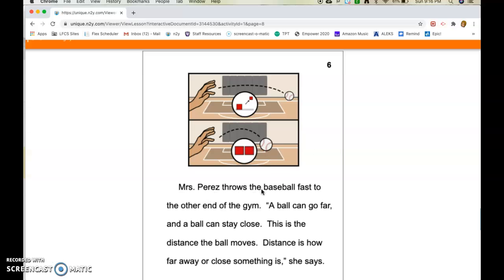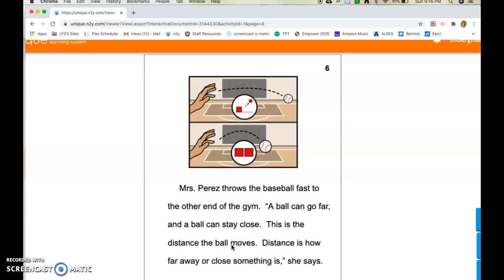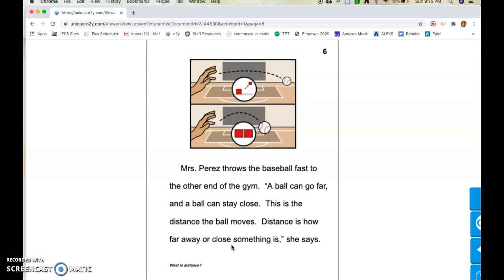Mrs. Perez throws the ball fast to the other end of the gym. A ball can go far and a ball can stay close. This is the distance the ball moves. Distance is how far away or close something is, she says. So this picture helps us with far. Notice these boxes are far apart and these boxes are close together. So what is distance?